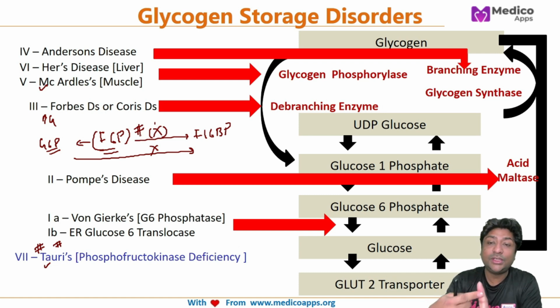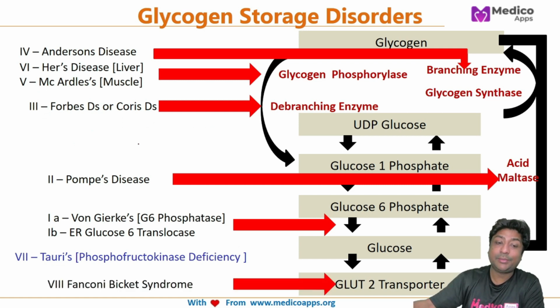Tarui disease will present with muscle cramps with food, after food. And second, in Tarui disease the cramp will never be relieved even if the person continues to exercise, whereas in McArdle's, after some time the cramps will be relieved and the person will be able to exercise. So this is type 7.